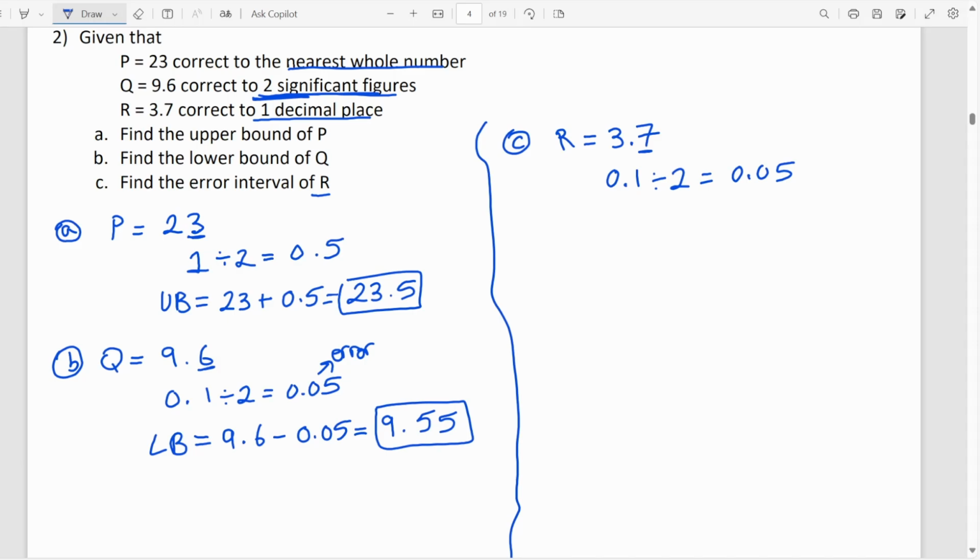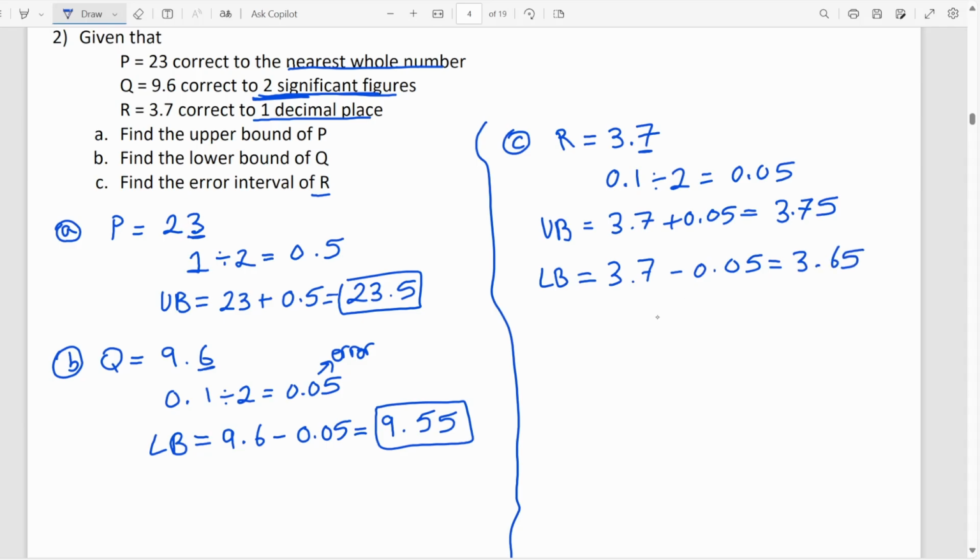It gives us 0.05. And now I'm going to find the upper bound and the lower bound as well. So basically 3.7 plus 0.05, we get 3.75. And 3.7 minus 0.05, and we get 3.65. So the error interval of R is basically greater than or equal to 3.65, and it's less than 3.75. This is the final answer.